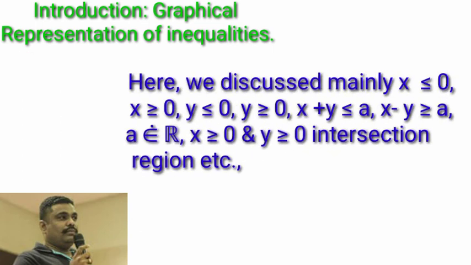It will be comfortable to proceed with the problem. Therefore, here we discussed only x greater than or equal to 0, y greater than or equal to 0, and together the region, that is the intersected part. In this case, it lies completely in the first quadrant. That is, x greater than or equal to 0 and y greater than or equal to 0 means your intersection region completely lies in the first quadrant.